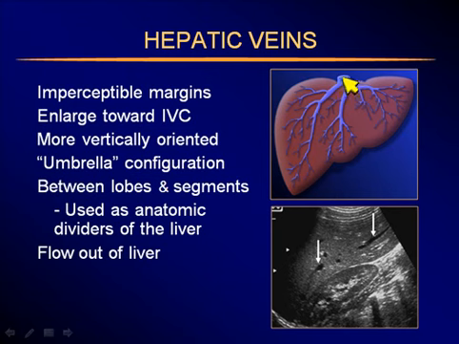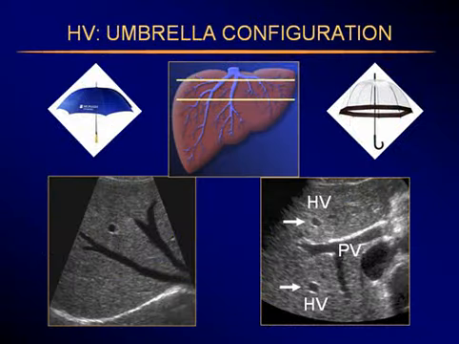They enlarge towards the inferior vena cava, and they actually have sort of an umbrella configuration where the spokes of the umbrella come together superiorly and the rest of the spokes drop down throughout the liver. Now, these veins are found between lobes and segments, so we use them as anatomic dividers, and they carry blood flow out of the liver. They do not have any other adjacent little structures, therefore we do not perceive their walls.